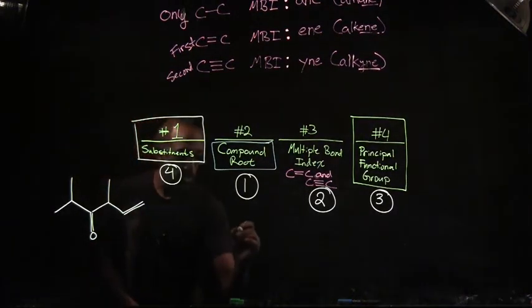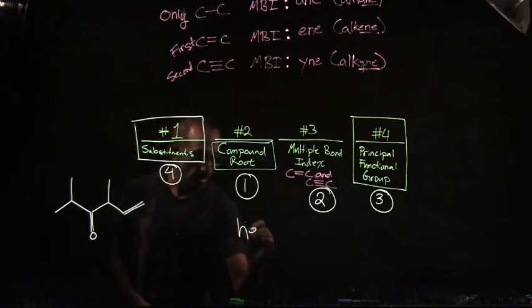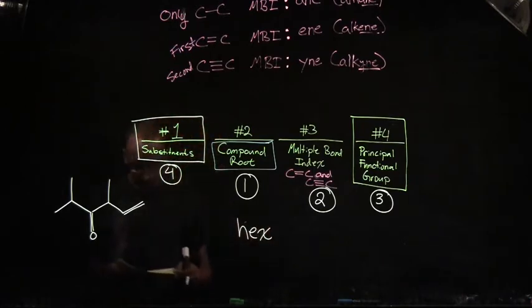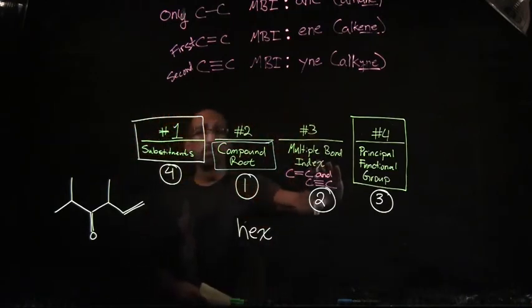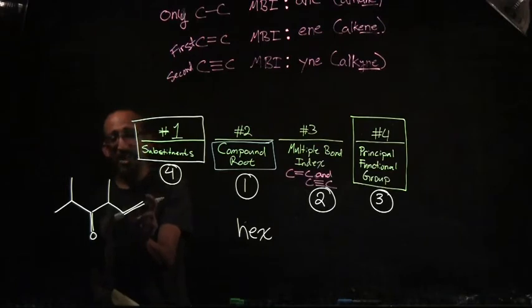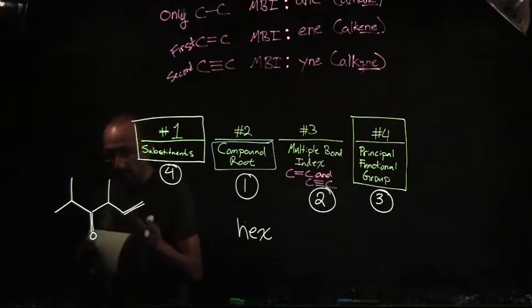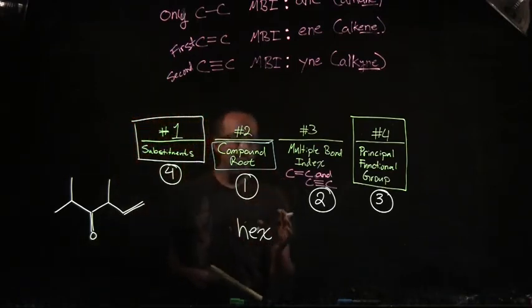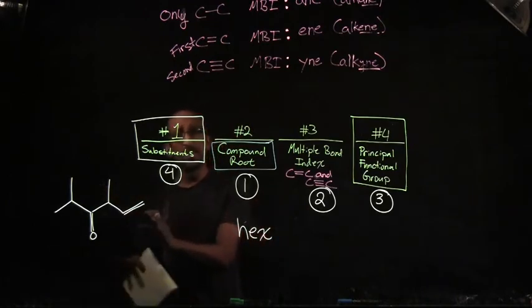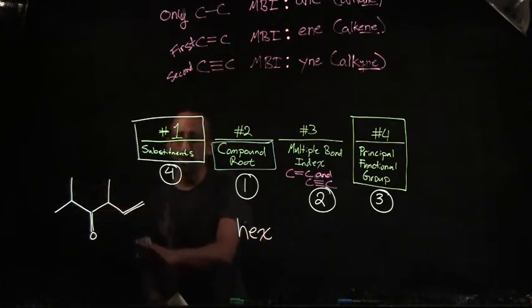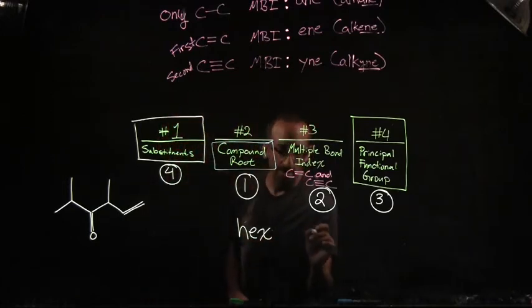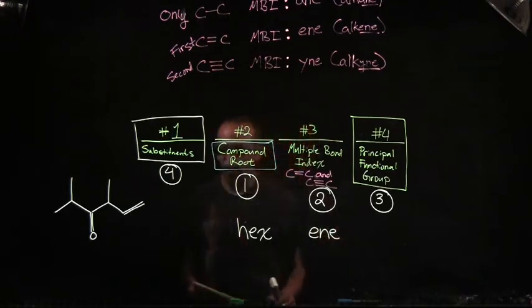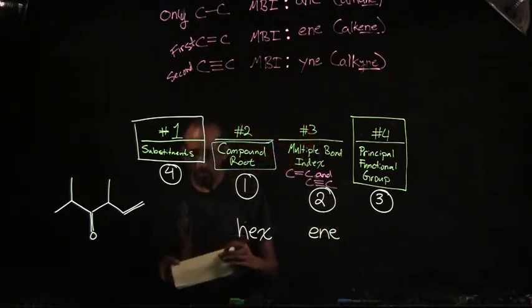Our compound root will be hex. If we look for now, step 2 for our multiple bond index, we see that we have a carbon-carbon double bond. And we have one of them. We're not quite sure what our numbering is going to be. We're going to determine that based on our substituents. But we know that we have one carbon-carbon double bond. So our multiple bond index is ene, since there's only one of them.